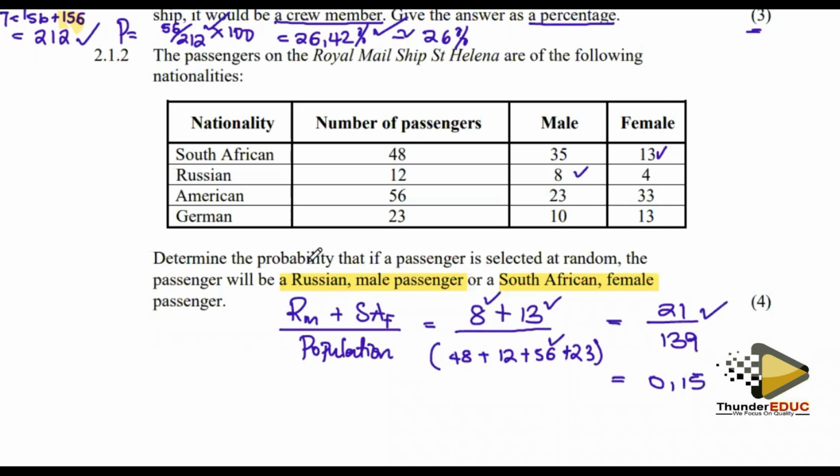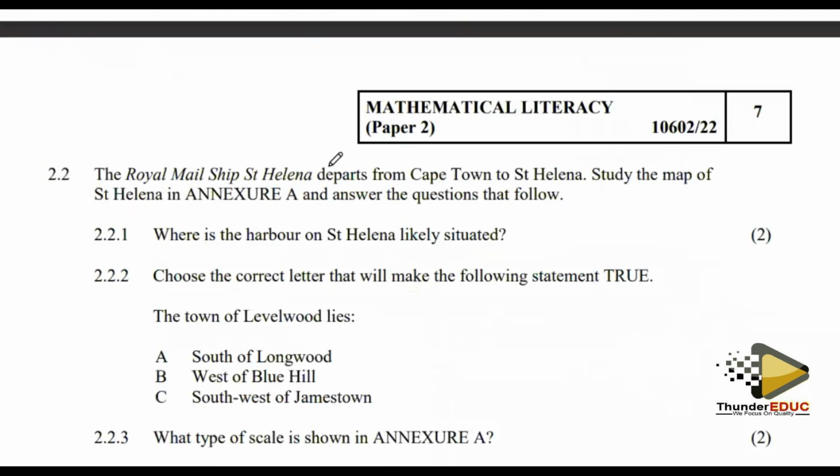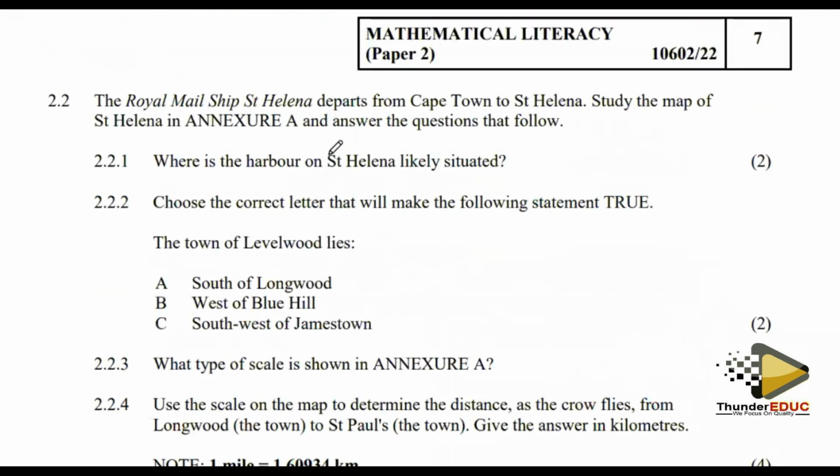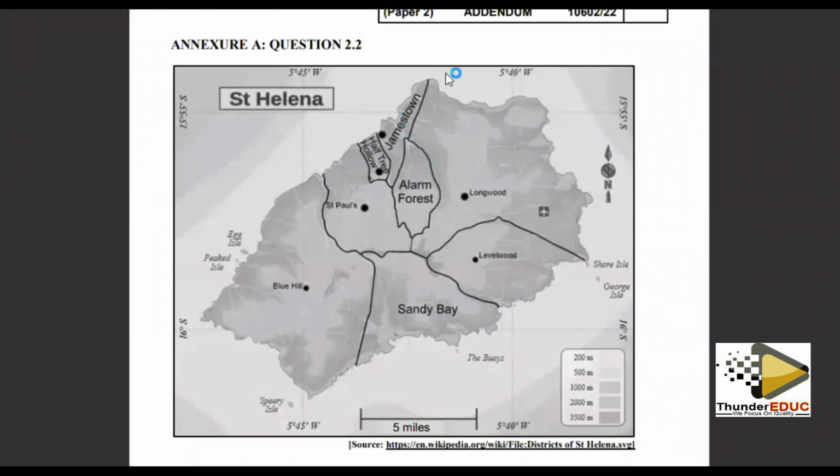All right, let's look at question number 2.2. The Royal Mail ship St. Helena departs from Cape Town to St. Helena. Study the map of St. Helena in annexure A and answer the questions that follow. Let's go to annexure A. Wonderful. This is the annexure. I'll leave it small for us to see it fully.